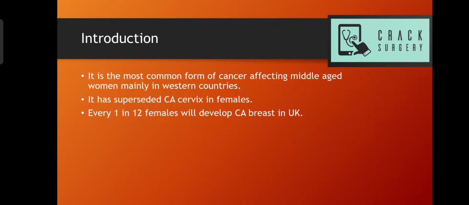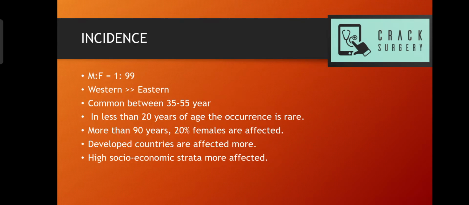Introduction. It is the most common form of cancer affecting middle-aged women, mainly in Western countries. Previously, CA cervix was the most common form of cancer in females. Now it has been superseded by CA breast. One in 12 females is affected by CA breast in the United Kingdom.